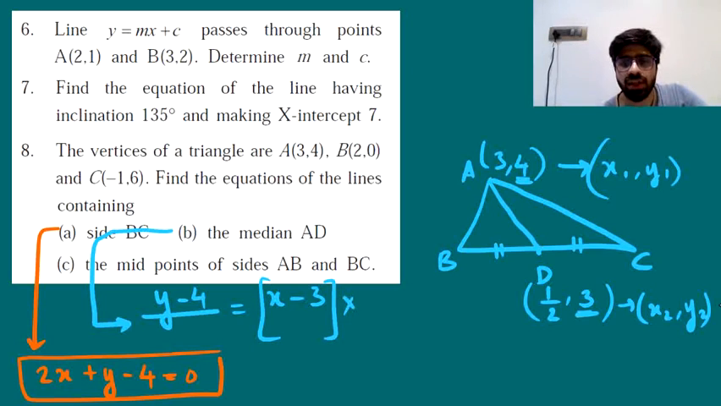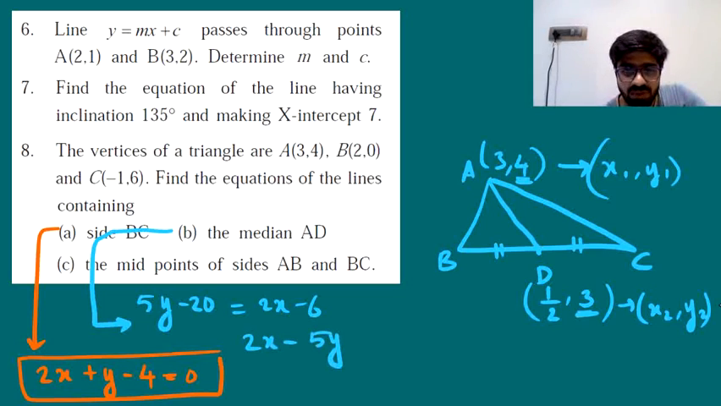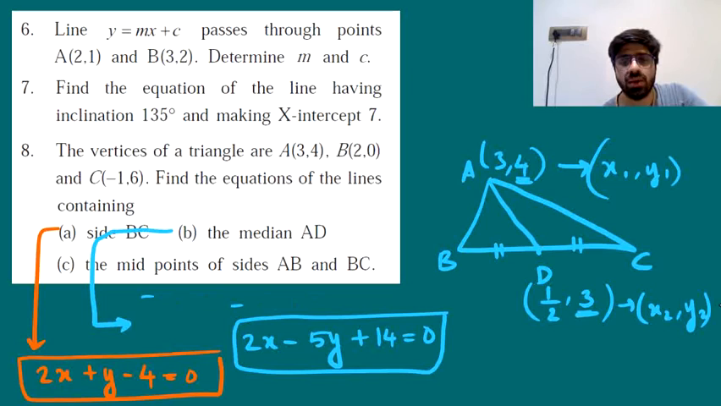So that 5 by 2 can simply be written on the right hand side only. That 5 by 2 can be written as into 2 by 5. You can take that 5 on the left hand side. So that 5 on the left hand side will make it 5y minus 20. This 2, when you multiply that 2 along with this bracket, you have 2x minus 6. Bring everything on the right, so that will give you the equation as 2x minus 5y plus 20 minus 6, that is plus 14 equal to 0. Okay, and that's how we are finding the equation of the median AD. And yeah, that's how we are answering our B part.